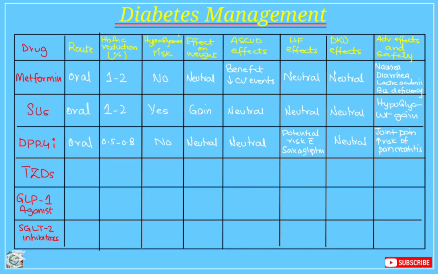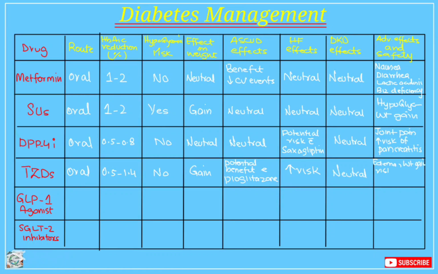Moving on to the TZDs, these are oral medications that lower the HbA1c by about 0.5 to 1.4%. No risk of hypoglycemia, but they do cause weight gain. Pioglitazone may have some cardiovascular benefits, but TZDs overall come with an increased risk of heart failure. They are neutral when it comes to kidney disease, but they can cause edema, fractures, and possibly even bladder cancer. So definitely not the first line choice for everyone.